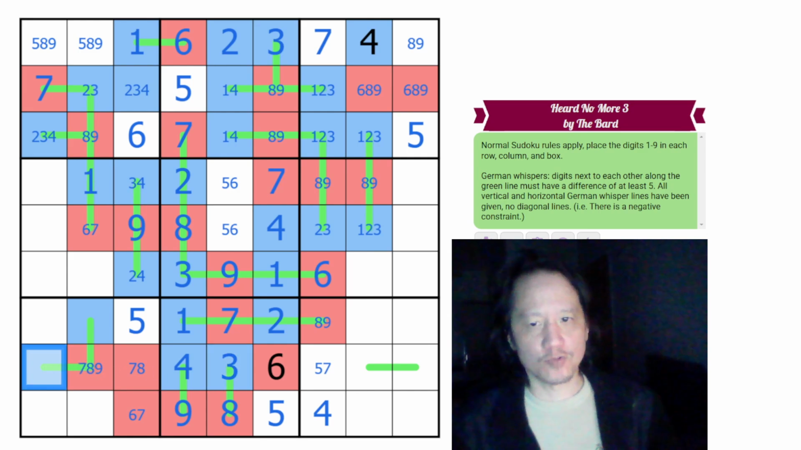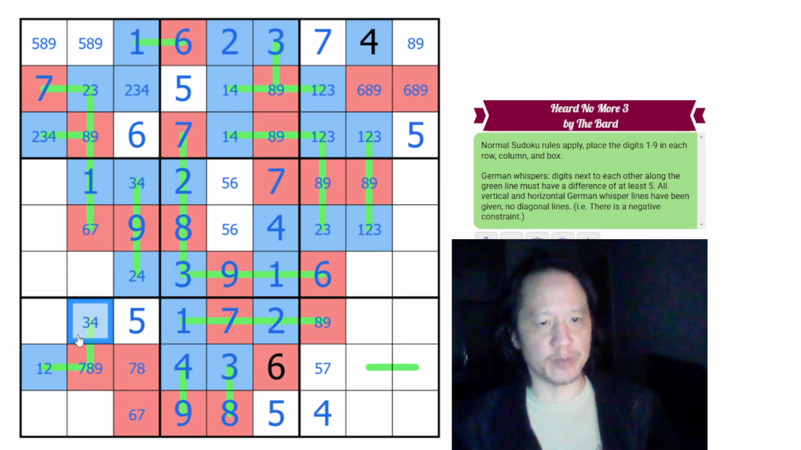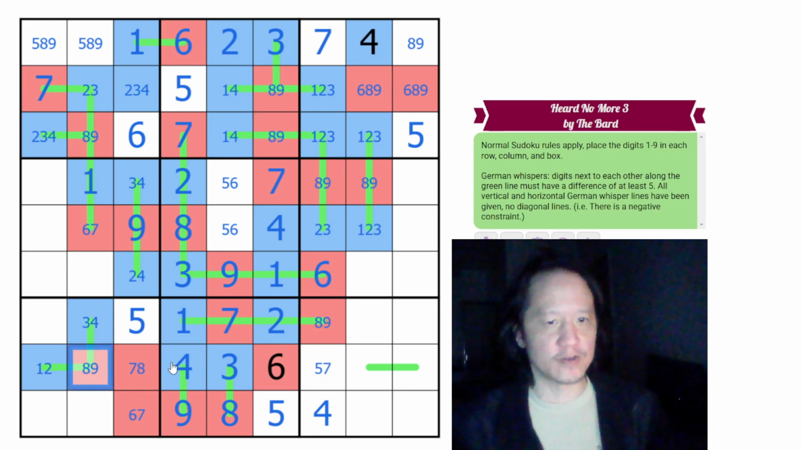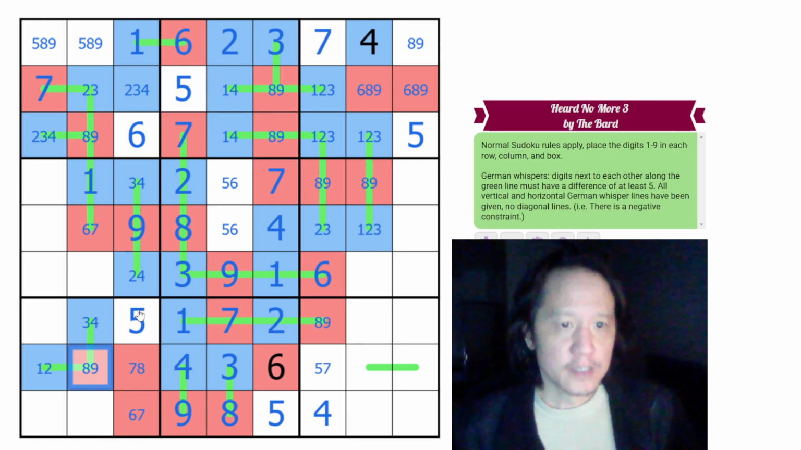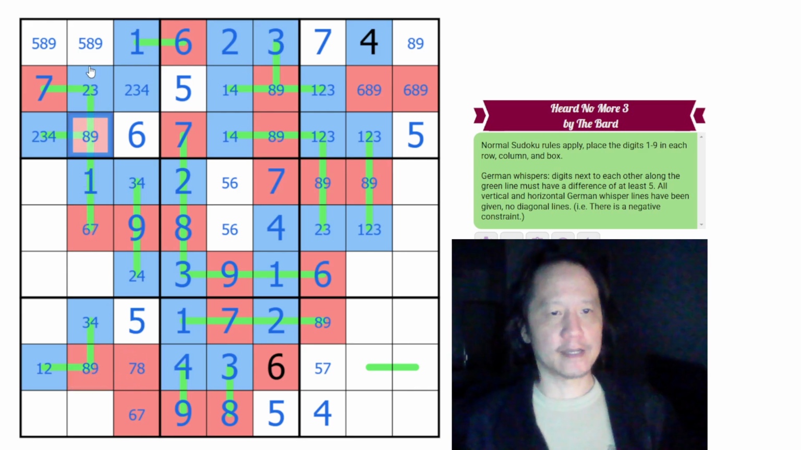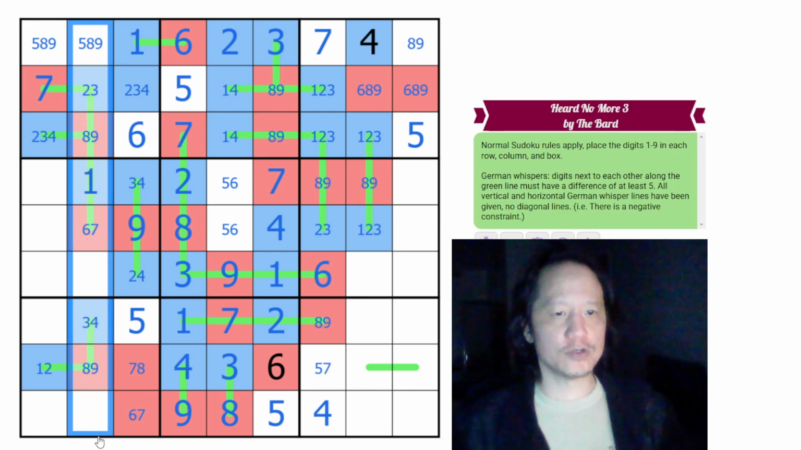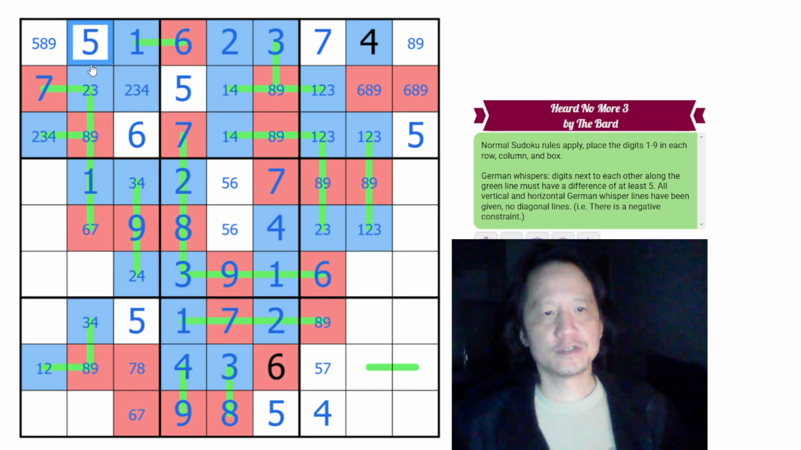This is 1 or 2. This has to be 3 or 4, so this can never be 7, because if it were 7, it would be next to a 3 on the German whisper line, which it's not allowed to be, so this can't be 7. So we have an 8, 9, 8, 9 pair in column 2, which eliminates 8 and 9 from the rest of the column. Therefore, this is a 5, which means this can't be 5.